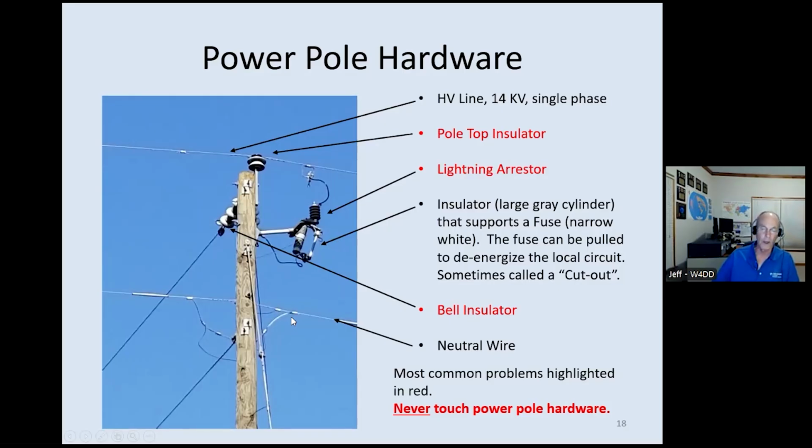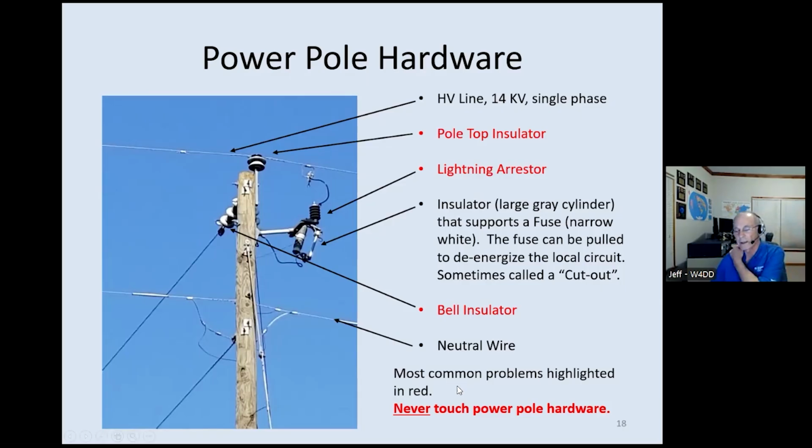There'll be a neutral wire at the bottom of the pole. And the most common things I see are pole top insulators, lightning arresters, and the bell insulators. These bell insulators have metal joints between the different sections of the bell, and when they get really old, they corrode and they don't make good contact, and they start arcing between the metal joints.